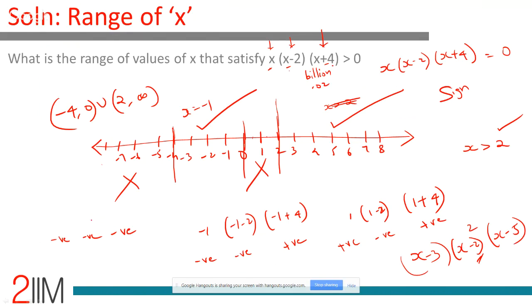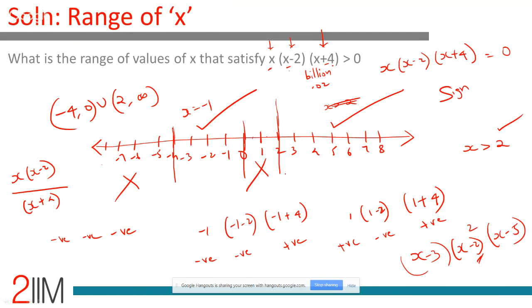Next one, very vital point. Solving for x into x minus 2 by x plus 4, or x into x minus 2 into x plus 4, that means the same. Positive by positive is positive. Positive into positive is positive. Product of two negative numbers: minus into minus is plus. Minus by minus is also plus.